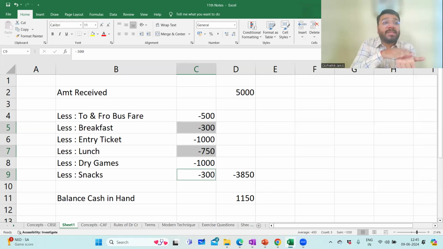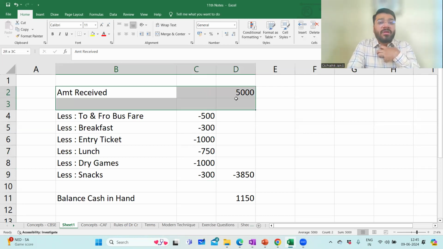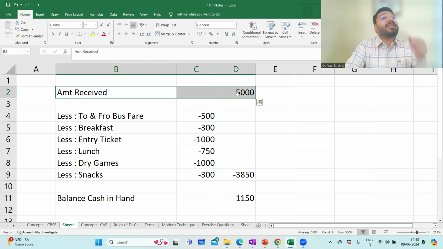Sir, what am I going to do with this information? With this information, I'm going to take certain important decisions in future. Sir, with this, what information will you take? Very simple. By accounting, first of all, I got to know from what source I got this 5,000 rupees.